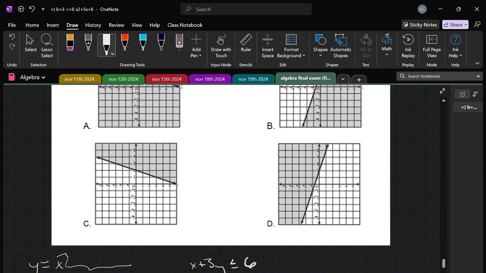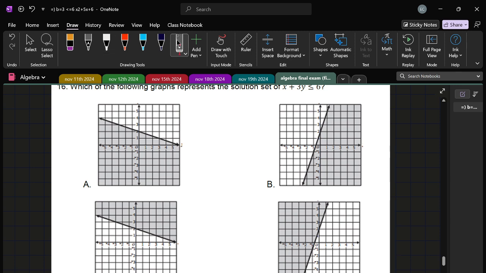0, 2, looks like they all have the same y-intercept. And then for every time you go down 1, you got to run 3. So our answer is going to be A, because it says less than or equal to, so that's why the shaded area is going to be under the line.